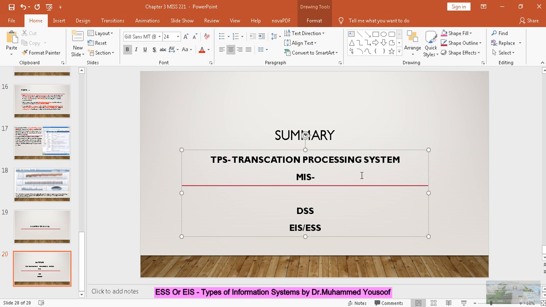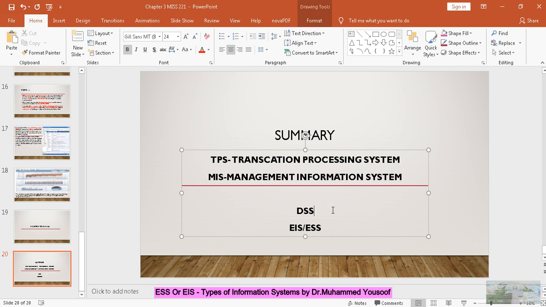MIS, management information system, is used by middle level managers, and the data is actually taken from the TPS, transaction processing system. It will produce summaries like routine reports, monthly reports, weekly reports, something like this. It will produce standard reports.